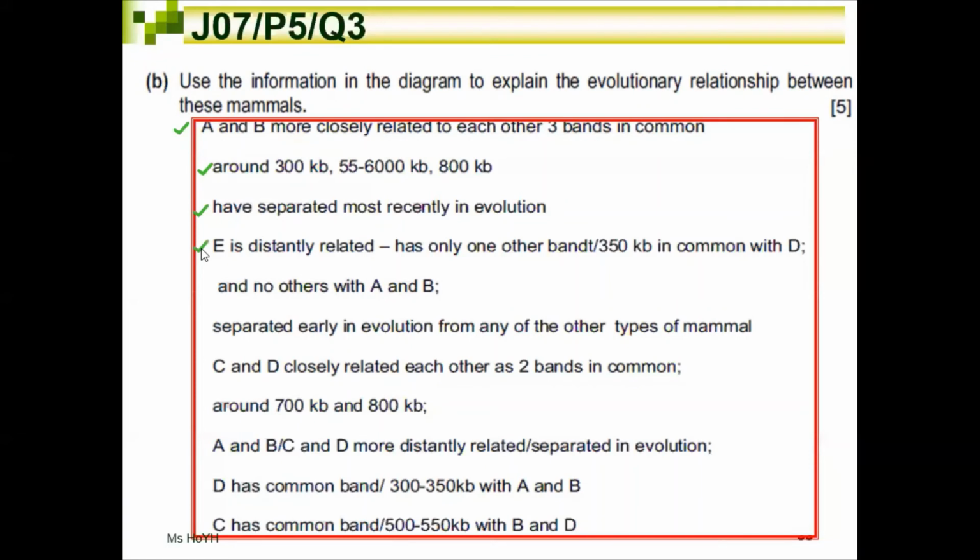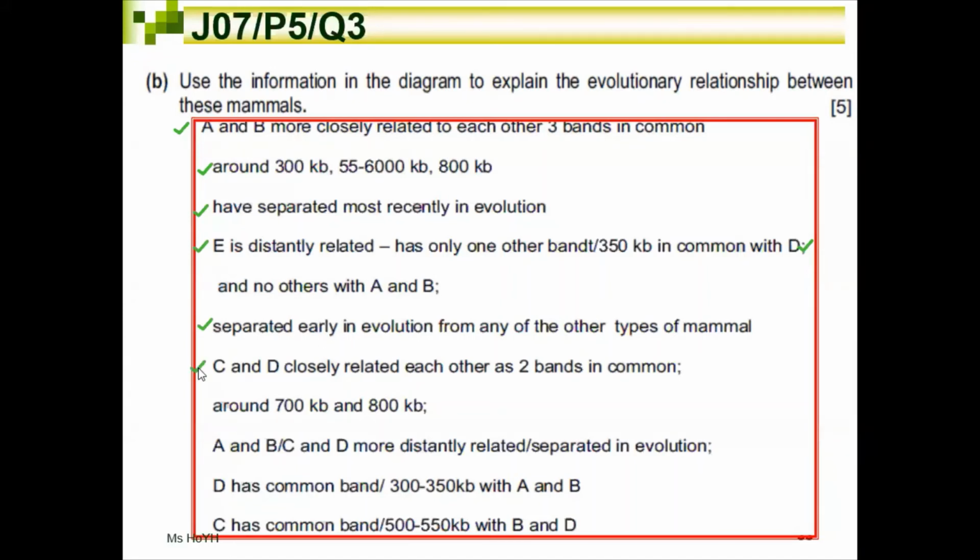E is distantly related from D because they only got one band that's similar. So E is not closely related to D because it's only one band. That means E and D have separated a long time ago in evolution. Their common ancestor is a long time ago. So that's why I said separated early in evolution.